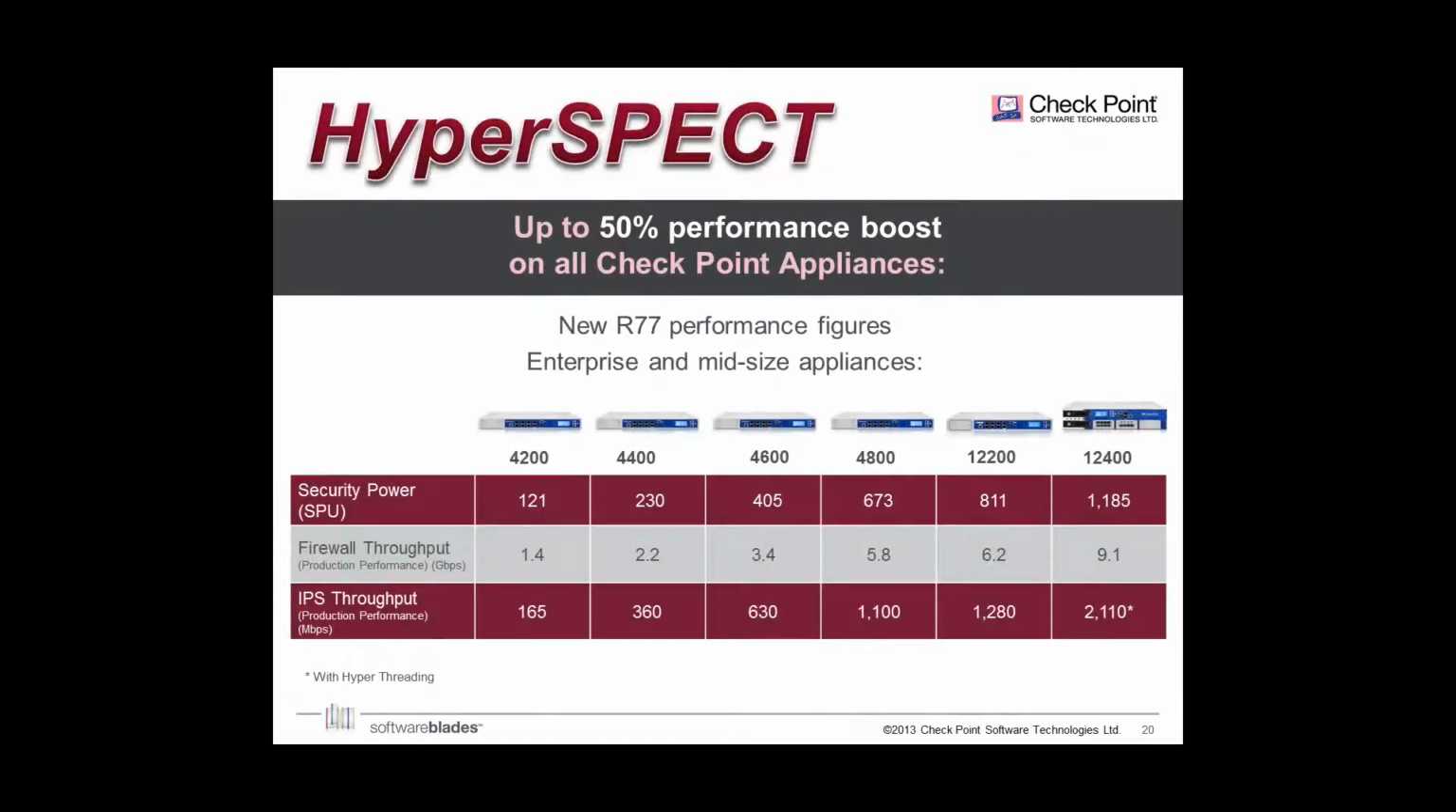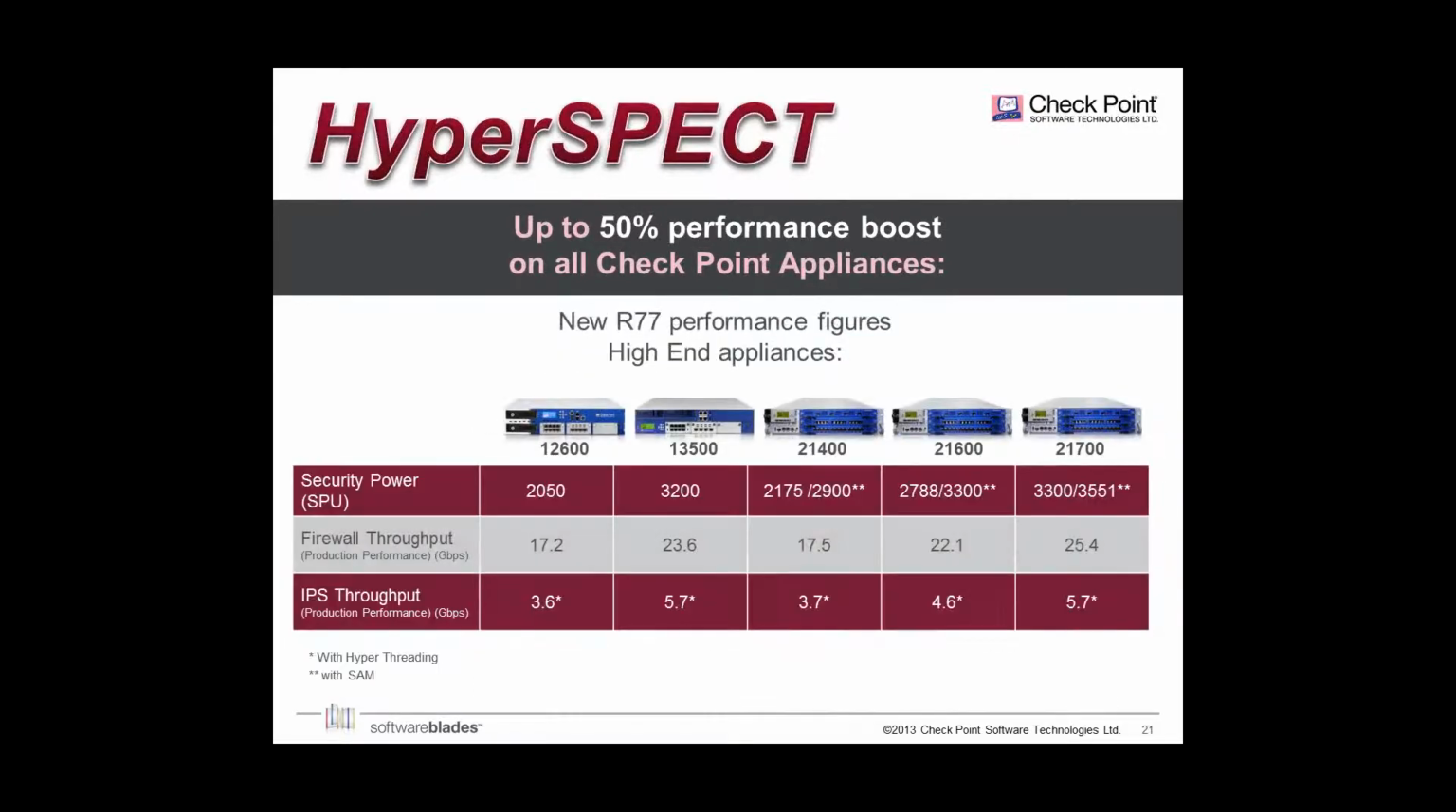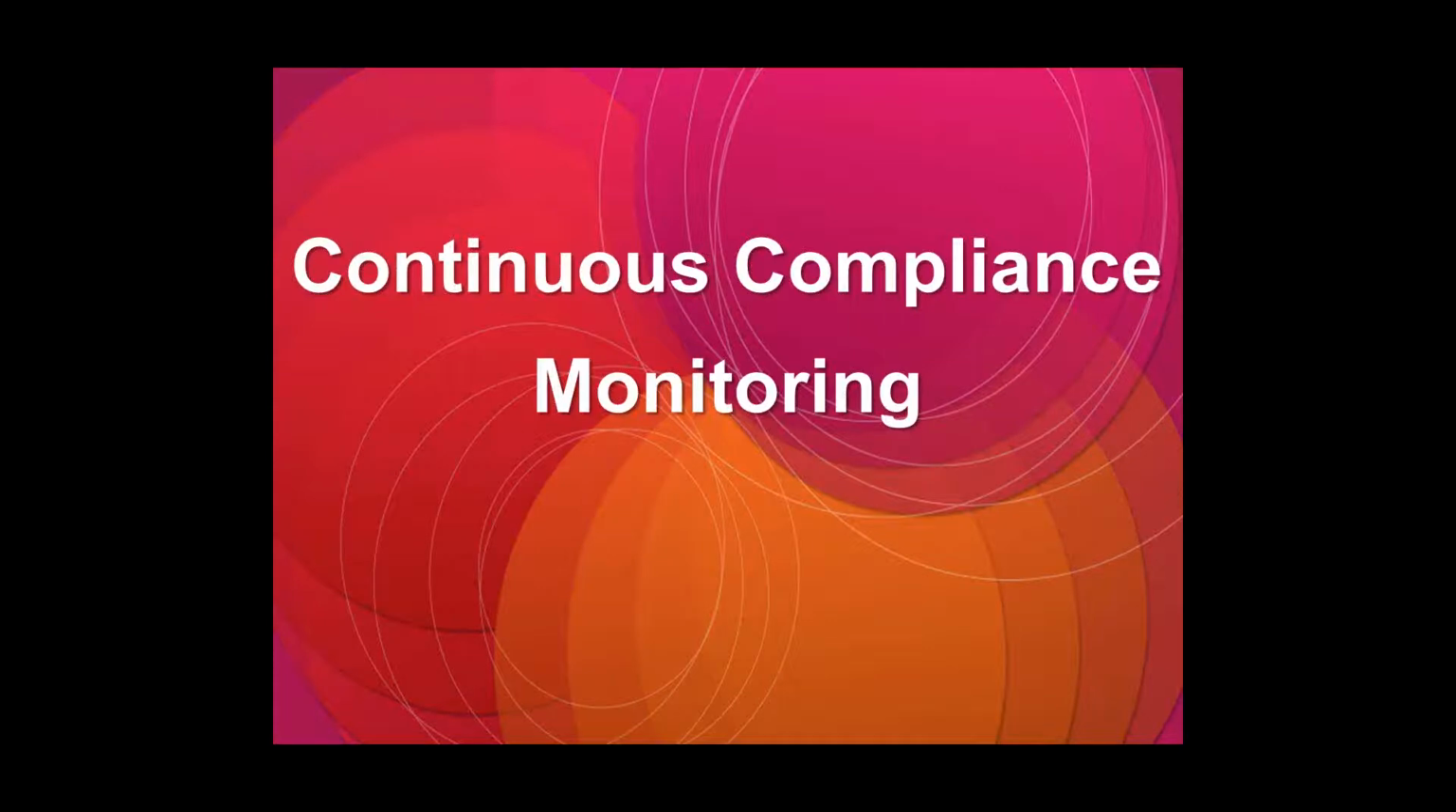What this has meant for the smaller customers or the smaller appliances is, even though they can't benefit from everything that the hyperthreading can give them, the security power units, so the horsepower, if you will, the horsepower metric that we associate with our devices, has improved on every device. Okay? It's also meant the IPS throughput is better, and the firewall throughput was also improved. So it's just a nice thing to know that by going up to R77, you'll see that improvement. Okay? We're going to move on now to the compliance blade.